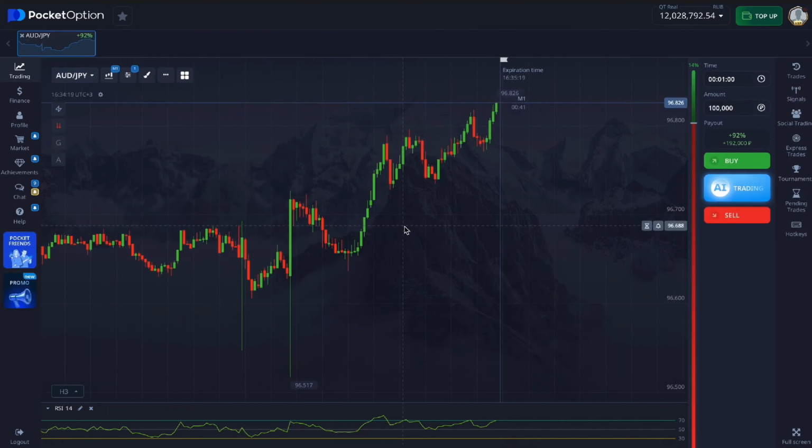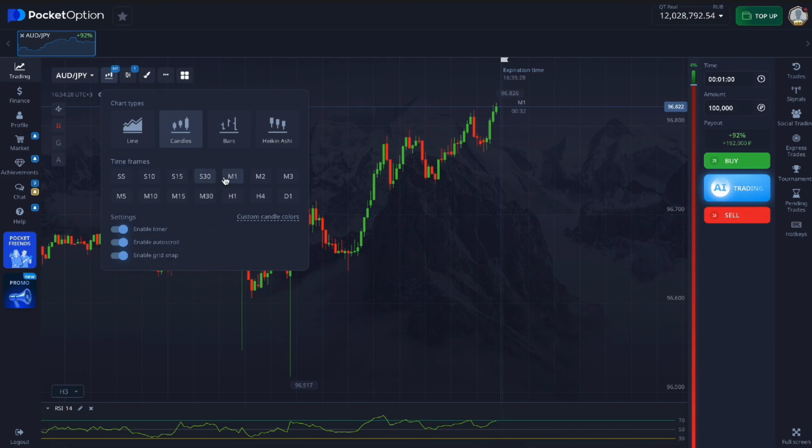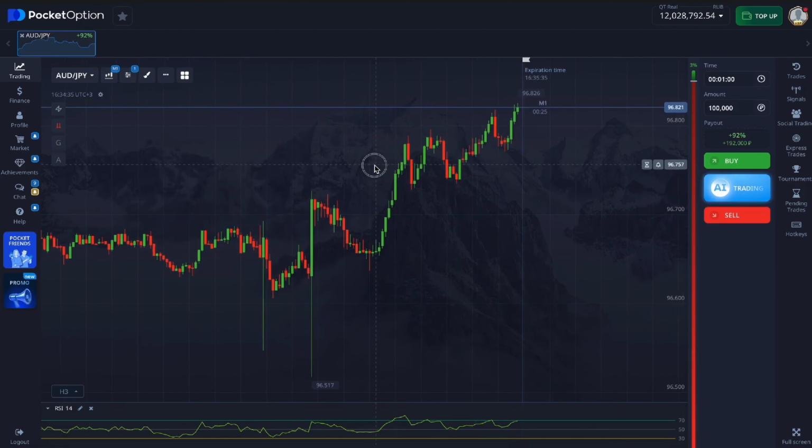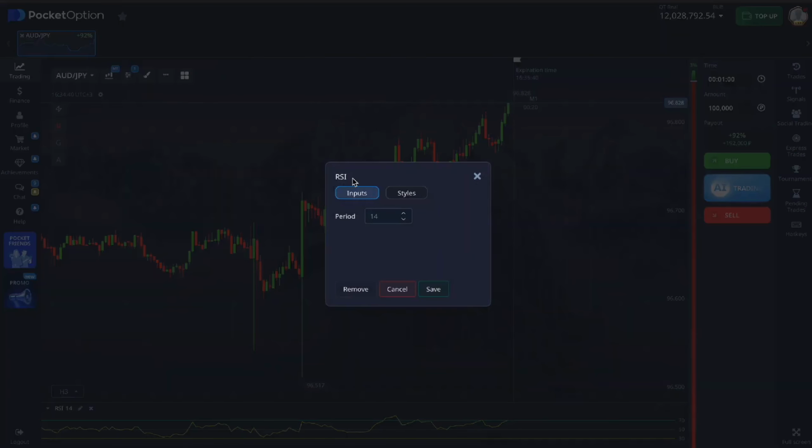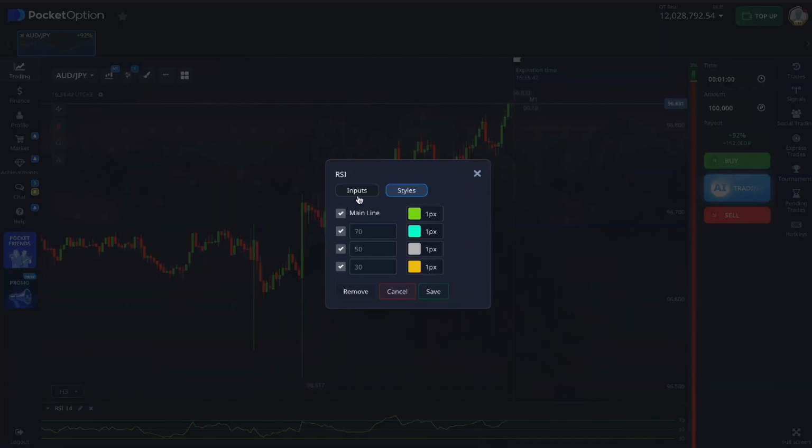Also, I want to mention that with this strategy, you don't have to choose OTC currency pairs because we are opening trades for 1 minute. So I also have the 1 minute time frame set. You can use higher time frames for analysis, but I will be opening trades on the 1 minute time frame. Also regarding the RSI indicator settings, you don't need to change them. In other words, just leave them as they are. So we keep the default settings.